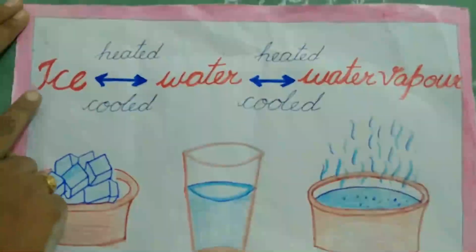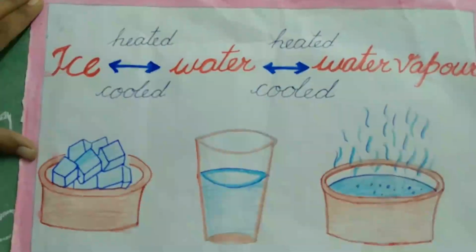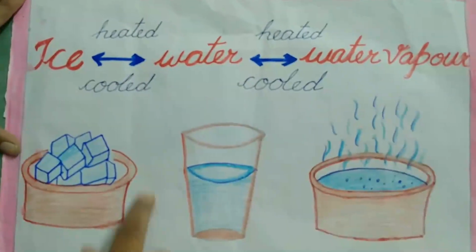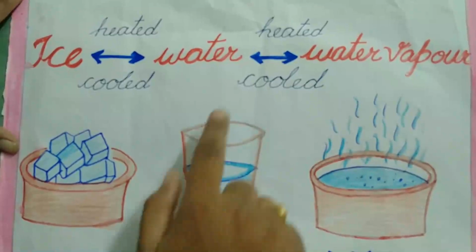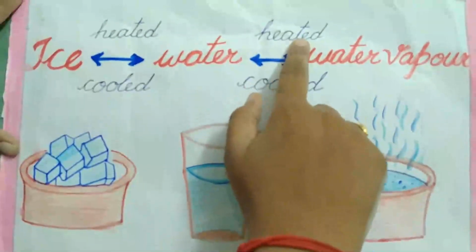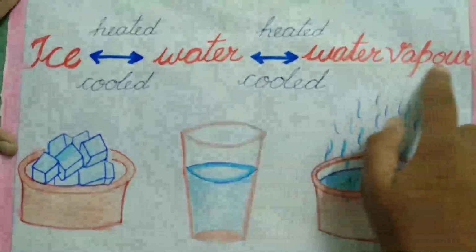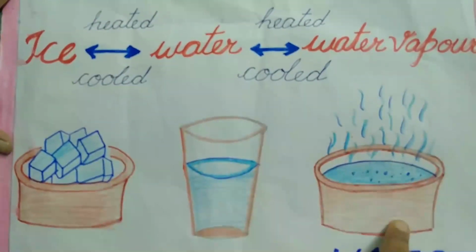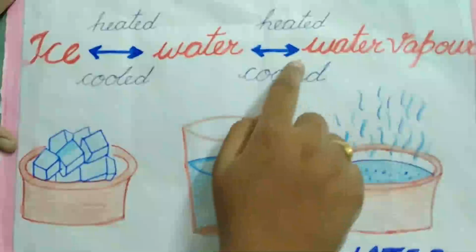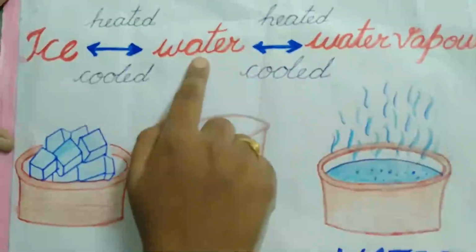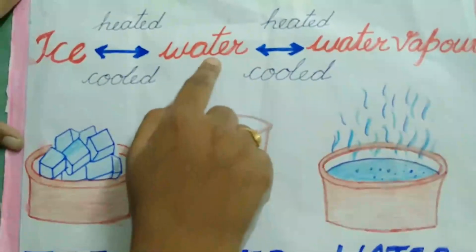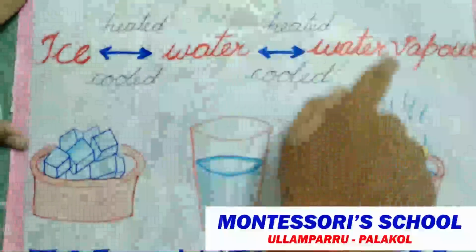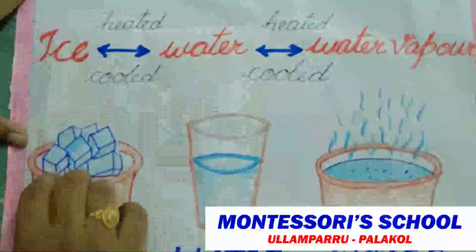See children, here we have taken the ice. When we heat it, it changes to water. So this is water. When it is heated again, it changes to water vapor. This is the water vapor coming out of the bowl when it is heated. Again, if water vapor is cooled, it changes to water. And again, if water is cooled, it changes to ice. So this process is interchangeable.